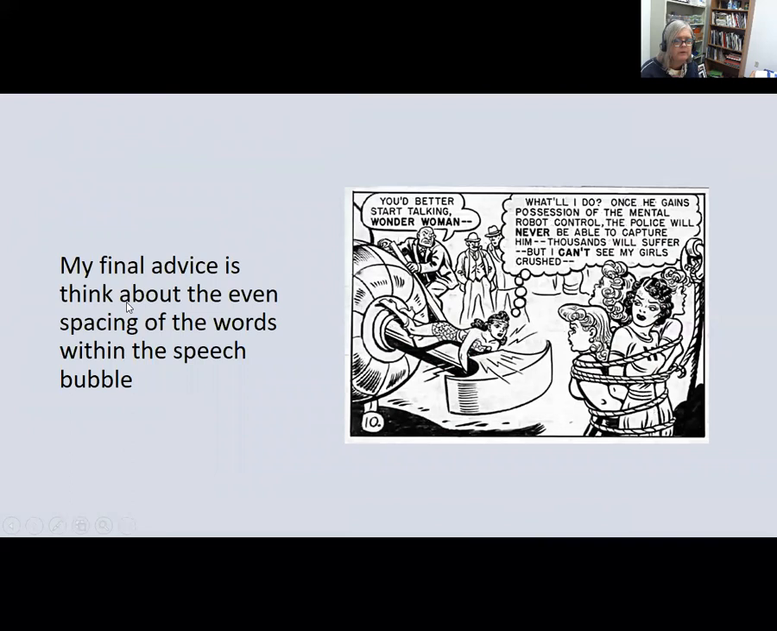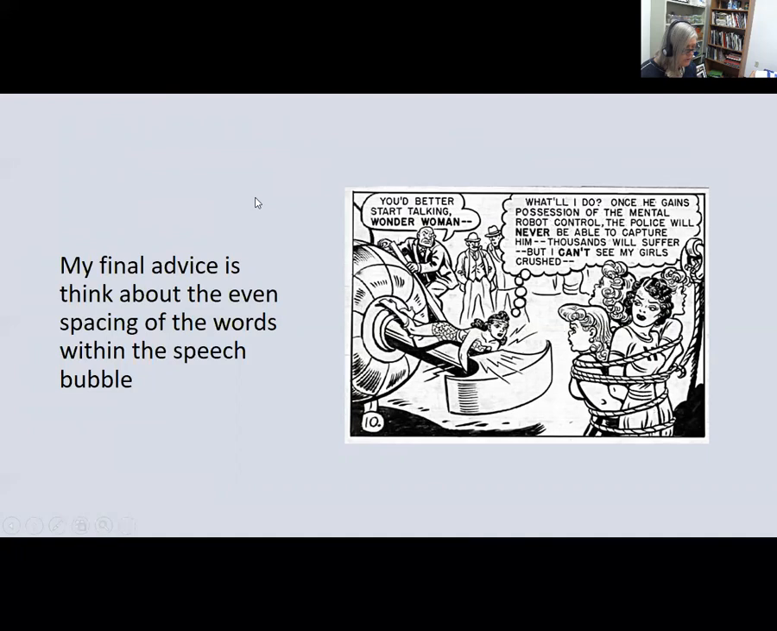And then finally, when you're doing your speech bubbles and the lettering, think about even spacing between the words. All these spaces between the words and the sentences are pretty much about equal, so you're not crowding one word right next to another word.